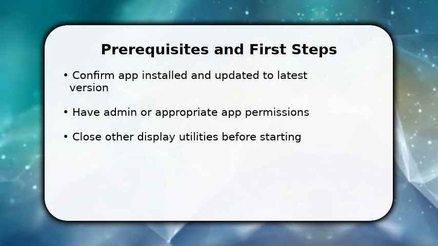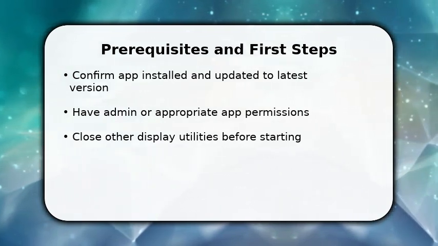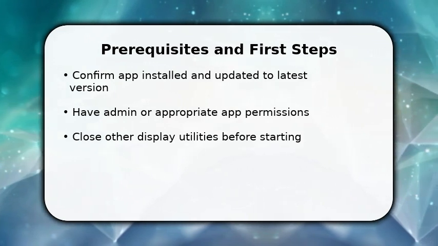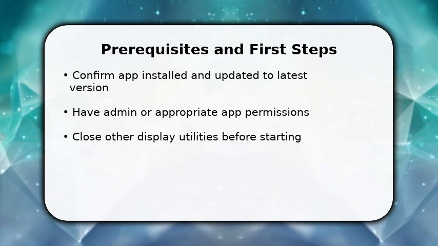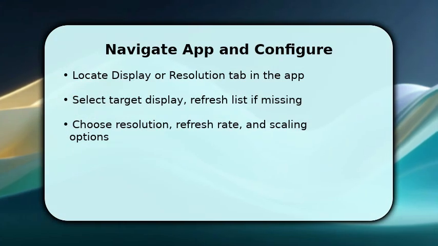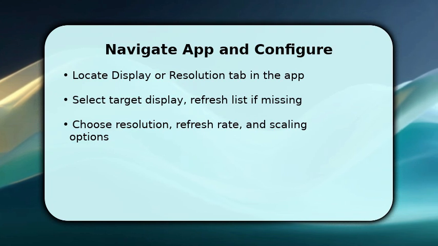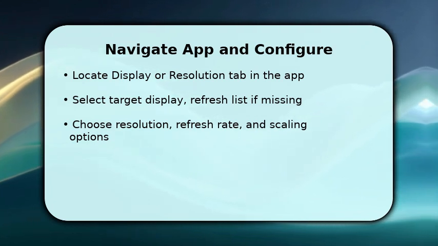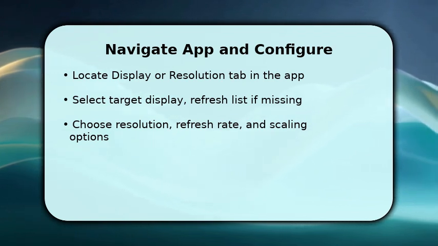Open the app launcher or start menu, type the app name, and press enter to run it. This gets you into the app quickly, so you can proceed to configuration without wasted time. You now navigate to the app's display or resolution tab to pick the monitor you want to modify. If the target display does not appear, refresh the device list or replug the cable. Detection issues are common and easily solved.